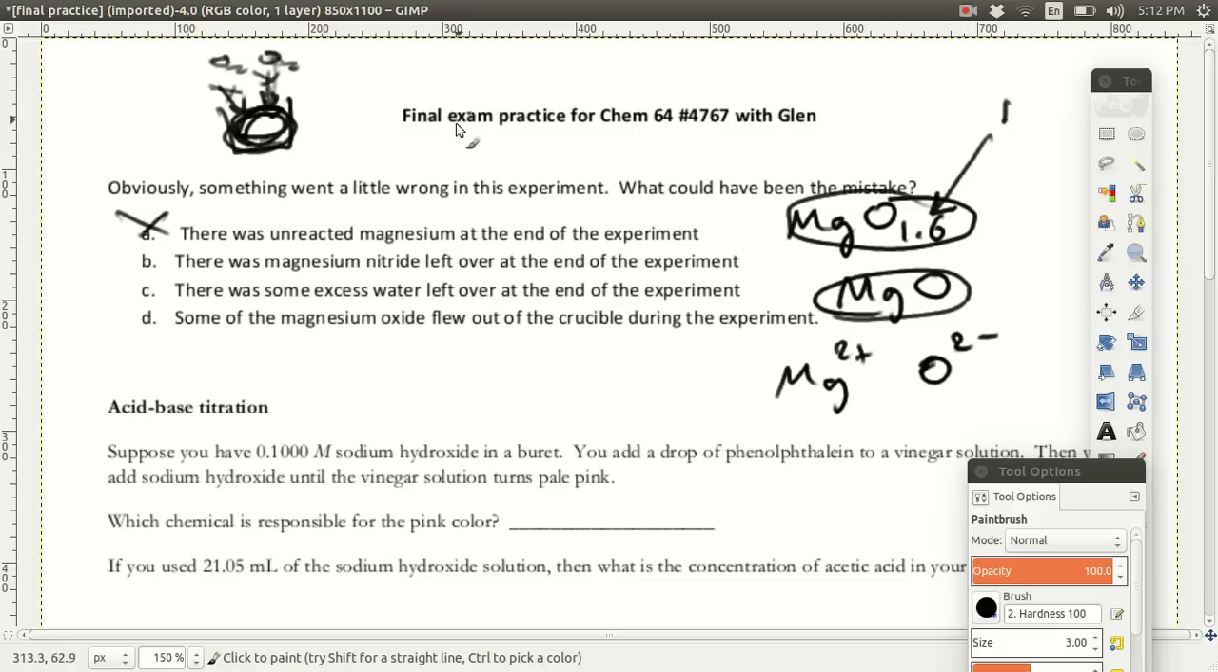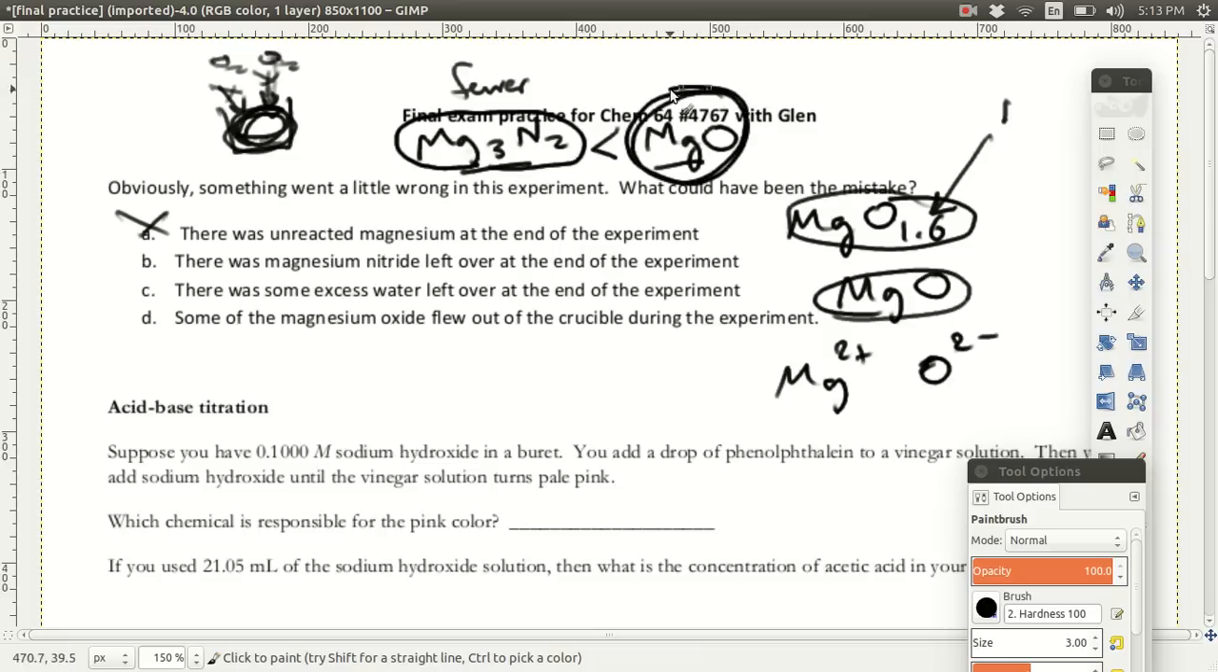Magnesium nitride. Okay, now remember, magnesium nitride is this. This is heavier than magnesium oxide, but as Mike pointed out on the day we did this lab, although this is heavier than this, look, there are 3 magnesiums here. If you formed this, then you would have formed fewer molecules. So the total mass of all of the Mg3N2 would be lower than the total mass of all of the MgO. Because there are 3 Mgs in here.